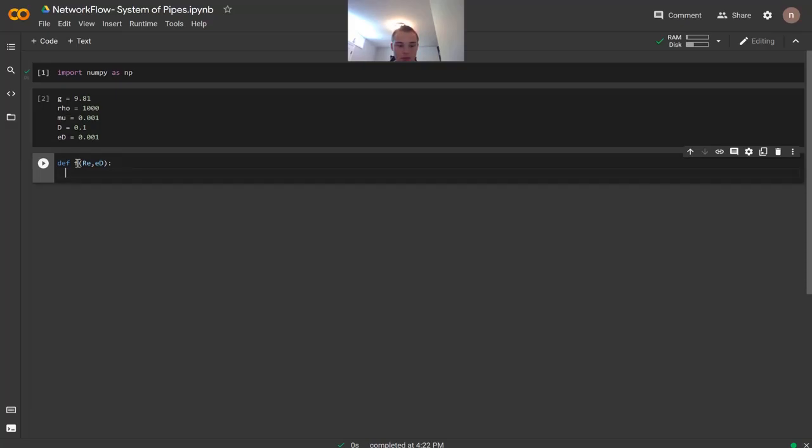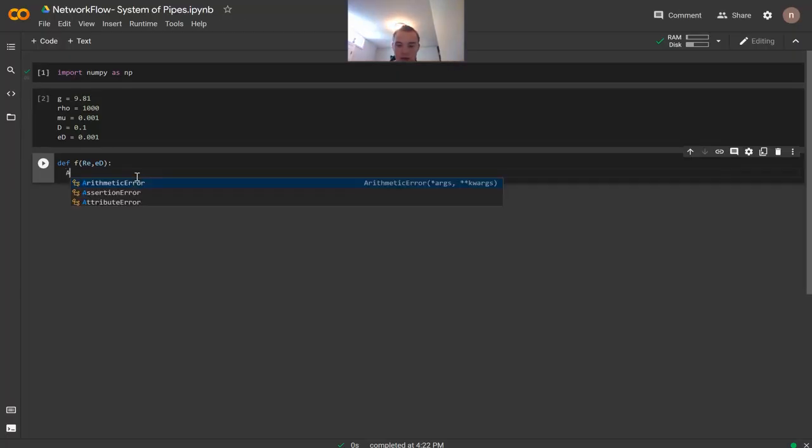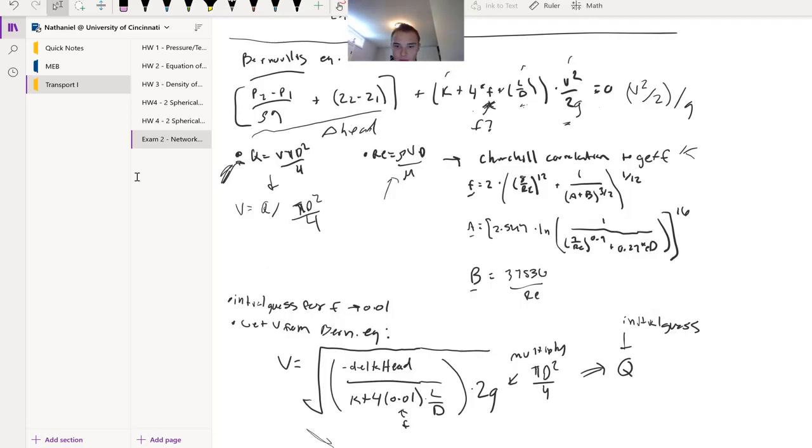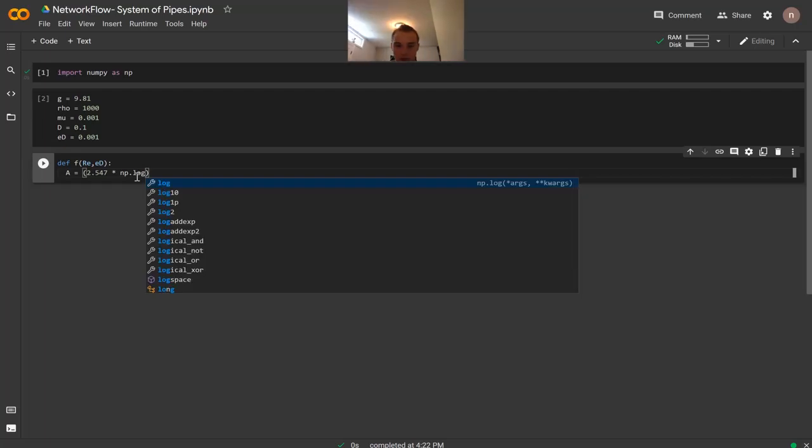And from Churchill's equation, we can say that this is what A is equal to, and then B is equal to this. So we're going to go ahead and code those in. So we have A equals 2.547, I believe. Yes, 2.547 times log, which we're going to use np.log to do.